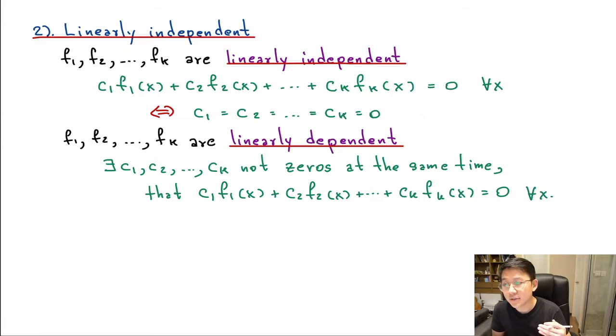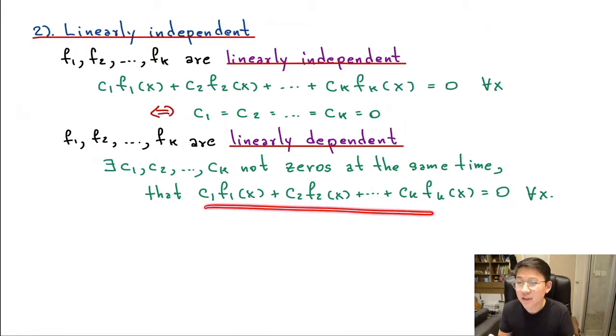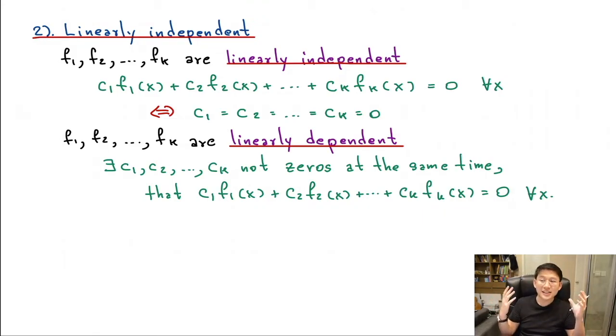And what if f1, f2, until fk are linearly dependent? It is the opposite of linearly independent, which means that you can find c1, c2, c3, until ck which are not all 0, and those c make this sum 0. So you need to know what linearly independent is: the functions are linearly independent if the sum of the constants times the functions is 0 if and only if all the constants are 0.